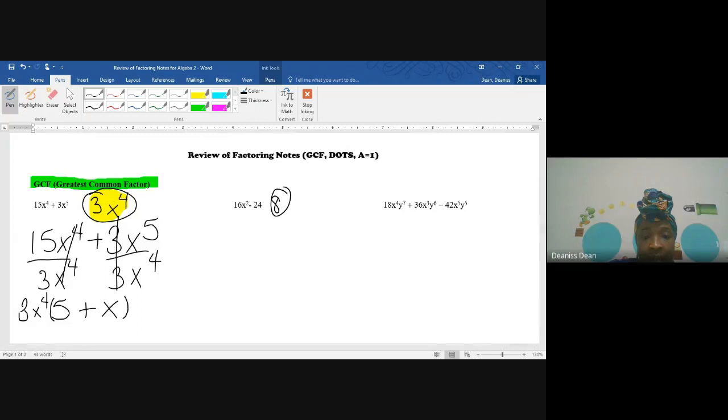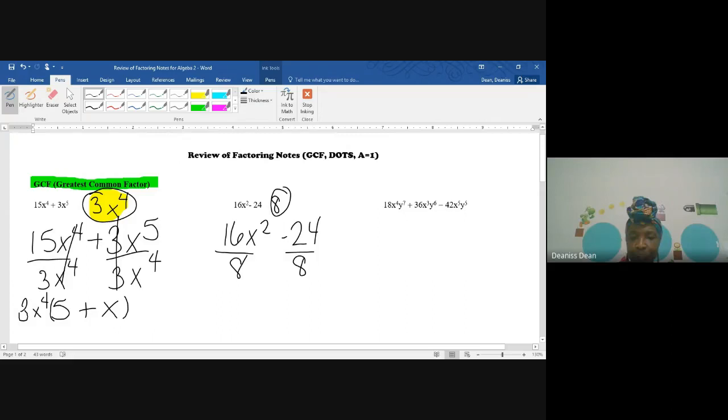So we're going to take our original expression of 16x squared minus 24, and we're going to divide it by 8. So we're going to divide each term in our expression by 8. So 16 divided by 8, we know it's going to be 2. I'm not doing anything to the x squared because my GCF doesn't have a variable in it. So I got 2x squared. Have my minus sign. 24 divided by 8 is going to be 3. And remember, you're not done because you have to put that GCF in front of the expression with parentheses.